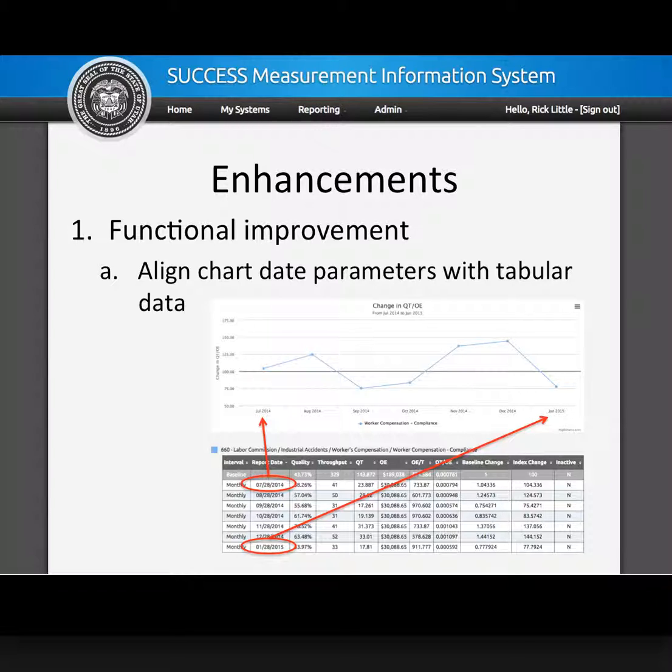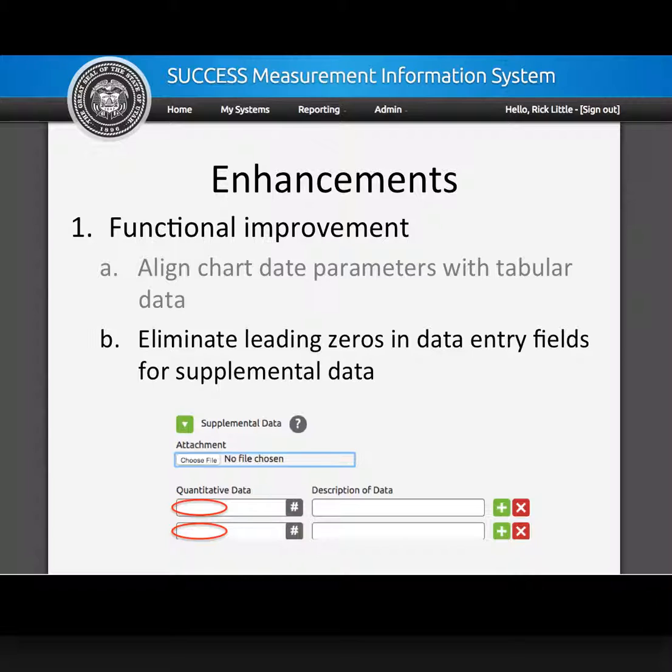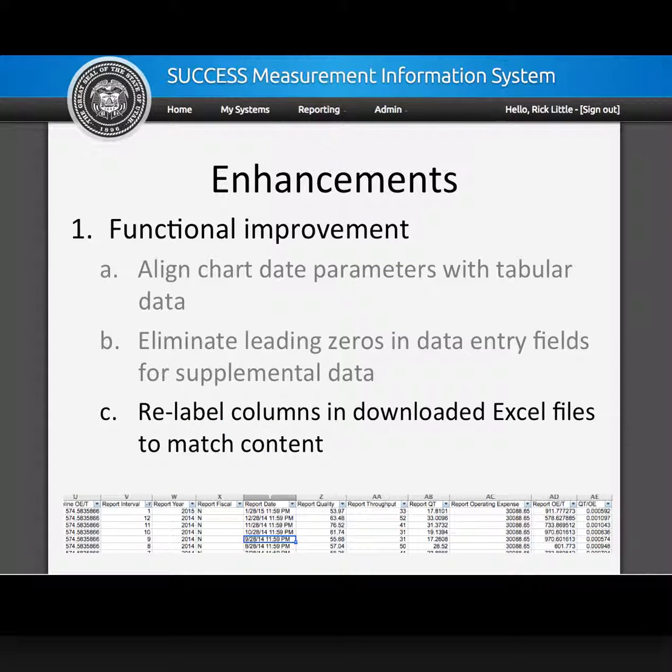These improvements are, first, alignment of the chart date parameters with the tabular data. In this illustration, you can see now that the data that is pulled in the table matches exactly the data that is in the chart. Next, we eliminated leading zeros in data entry fields for supplemental data. Previously, these had zeros in them and they were a bit confusing to some users.